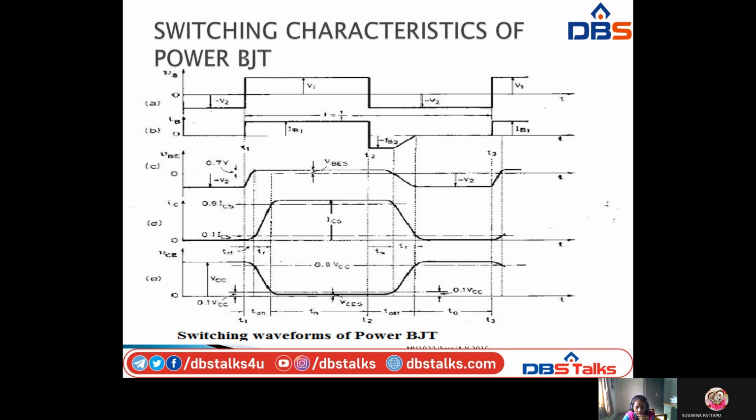And here the emitter to collector voltage VCE at the start will be charged, so the voltage will not be 0. Whenever the base current flows, the VCE will be discharging, which means it comes to 0. After IB becomes 0, the VCE again rises. So these are the switching waveforms of the power BJT.